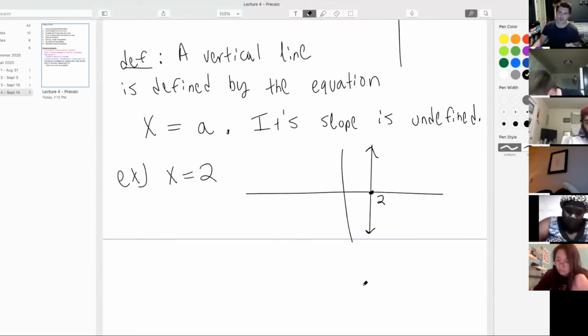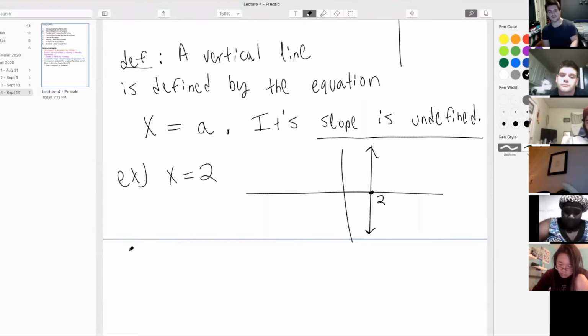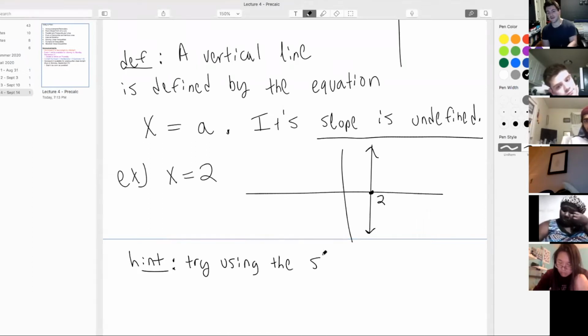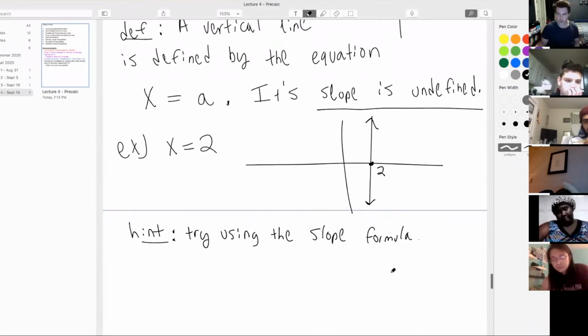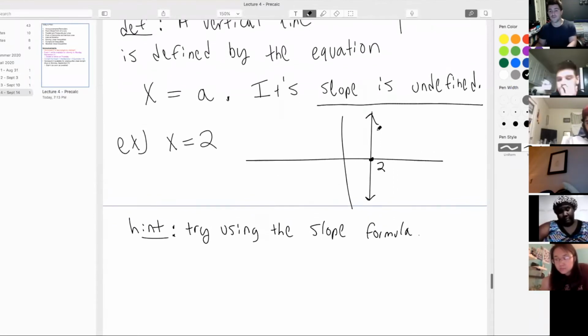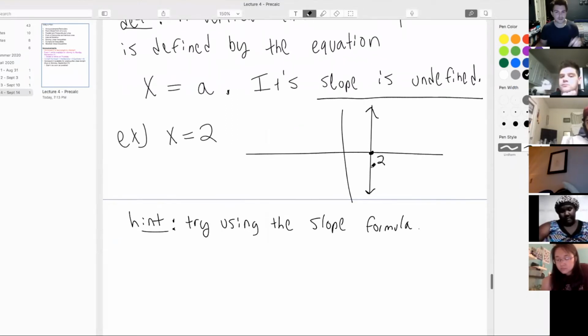I leave it to you guys to think about why the slope is undefined. That will be a question on homework 3. It's a nice thing to think about. Just a hint for why the slope is undefined: try using the slope formula. I don't want anyone to shout it out now, just because it's a homework question. But try using the slope formula applied to a vertical line, and you'll see that something weird happens.